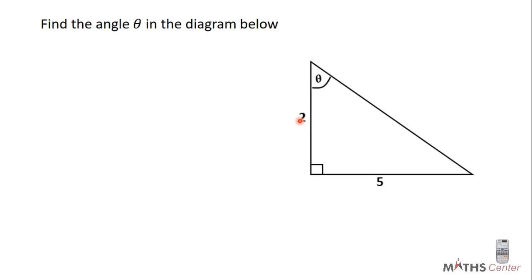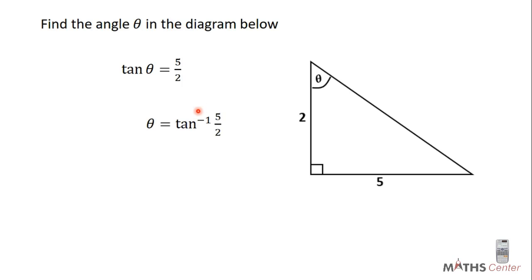Now here's a trick. When you have the question and you don't know the hypotenuse, it means that you are going to use tan, because tan is the only trig ratio that doesn't contain the hypotenuse. So we are going to use TOA, which is tan. And tan is opposite divided by adjacent. Remember the mnemonic TOA, T-O-A. Tan theta is equal to the opposite side, which is 5, divided by the adjacent side, which is 2.